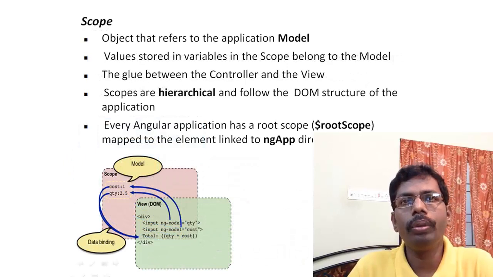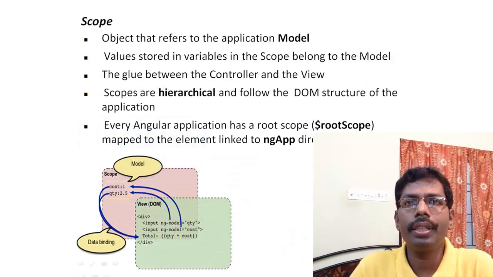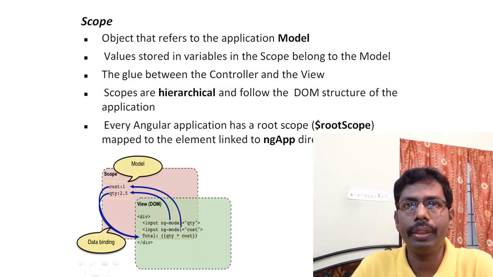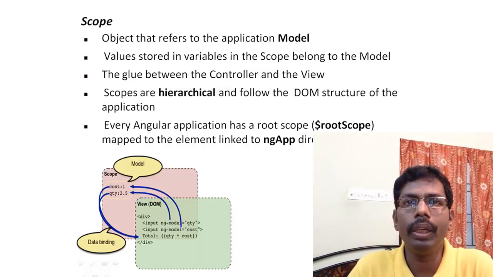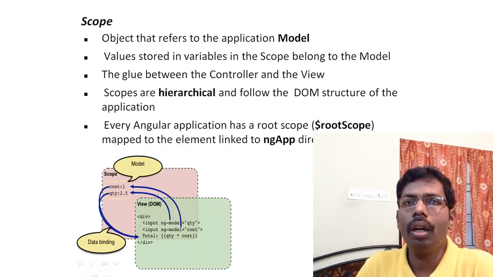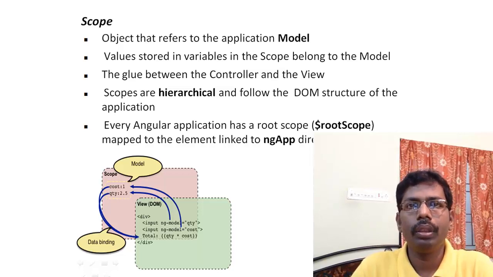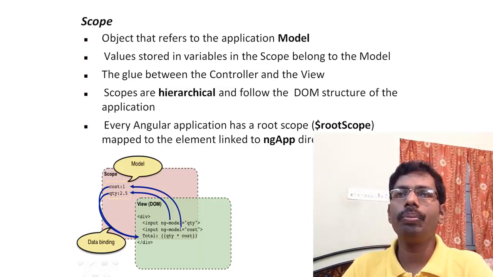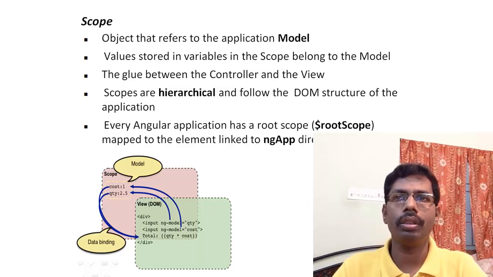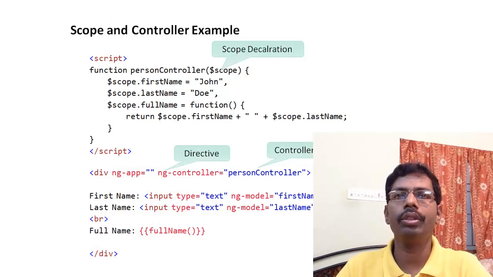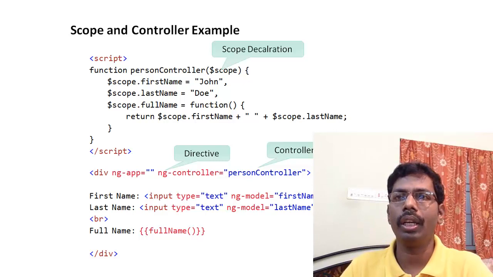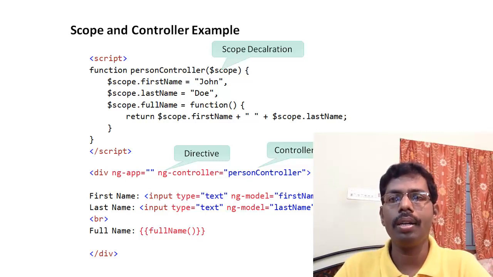The next one is the scope. The person controller function is a standard JavaScript object constructor. AngularJS will invoke the person controller with a $scope object. In AngularJS, $scope is the application object, the owner of application variables and functions. The person controller creates two properties in the scope, firstName and lastName. The ng-model directives bind the input fields to the controller properties, firstName and lastName.